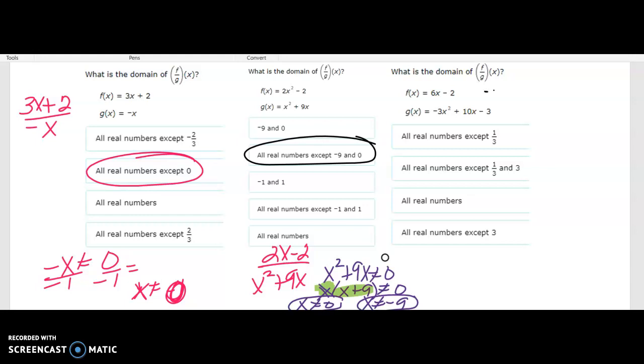So same old, same old. So negative 3x squared plus 10x minus 3 cannot equal 0.